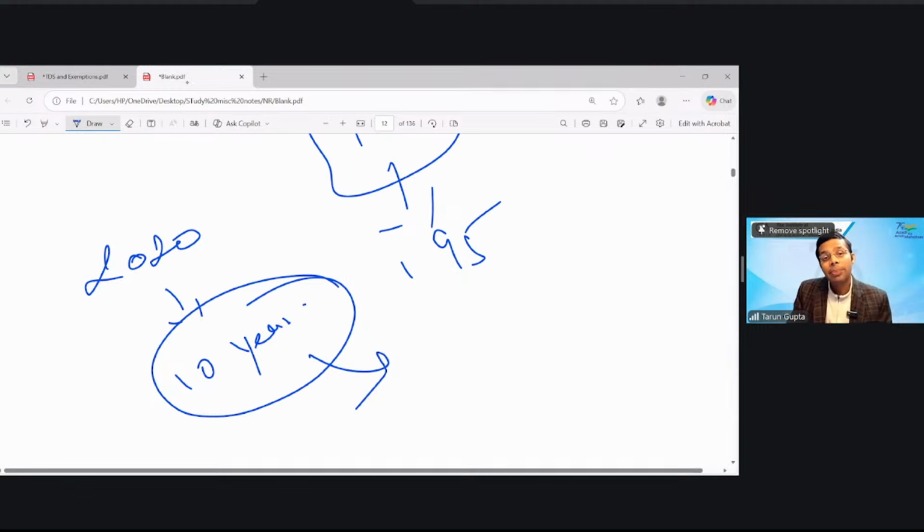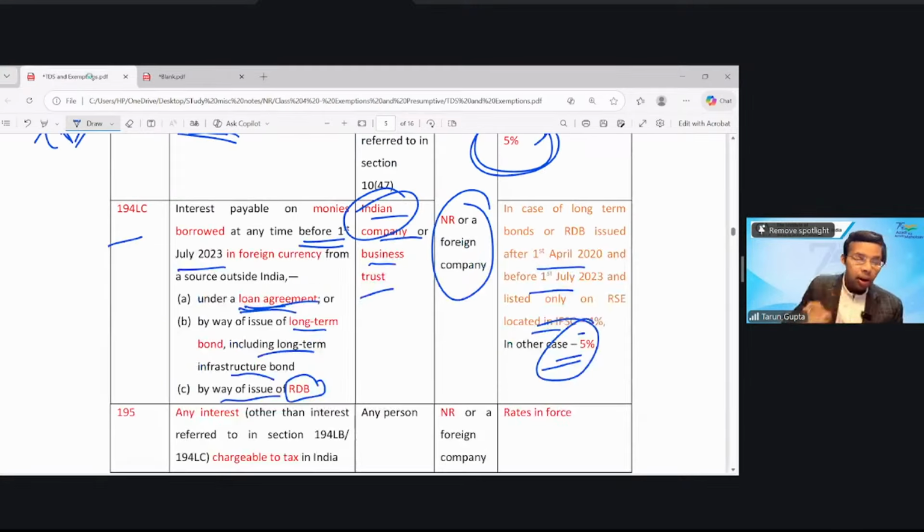And such interest shall be taxable in the hands of the non-resident at the rate of 5%. Though the interest is paid in 2025, it is under a loan agreement which was before 1st July 23. So the law says the loan agreement should be before 23. The interest payment may be subsequent to that. Okay? So that's why 194LC is still relevant.